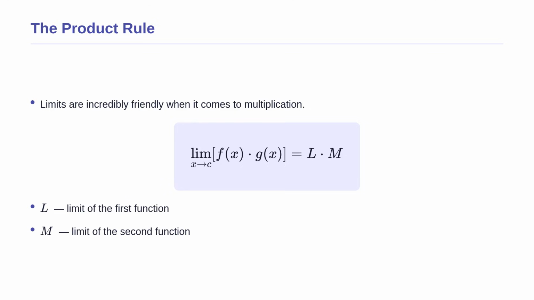If either L or M is 0, the entire combined limit will also be 0. If the limit of one function increases, the total product scales up accordingly.